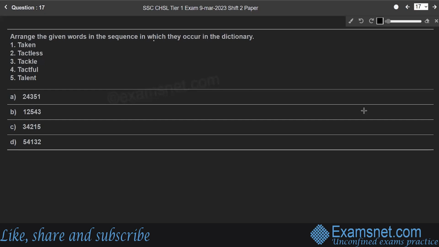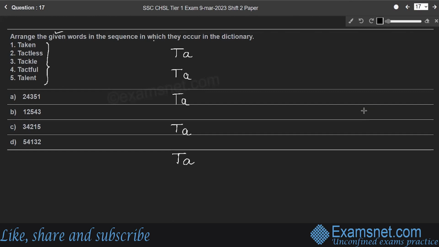Question 17. Arrange the given words in the sequence in which they occur in the dictionary. So here, students, we have 5 words. Arrange these words according to the English dictionary. Each word has T as the first letter, right? So we'll consider first letters. In all the five words, we have T as the first letter and A as the second letter. So we'll consider T, A, T, A, T, A.